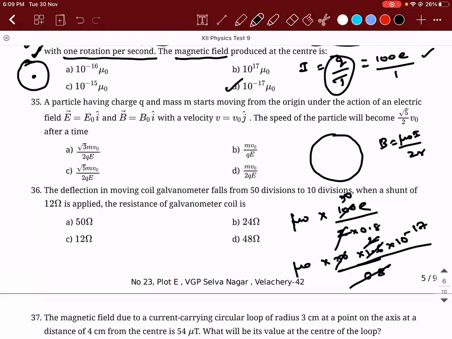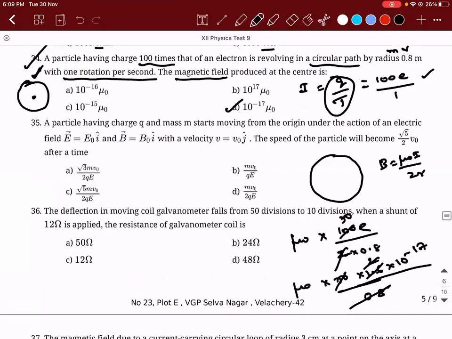I hope everyone is clear. So 34th, the option is D. Is there anyone having doubt? This is also a good problem. Yes, sir, clear. So practice this again, okay? So what are we doing here? First, we are calculating the current due to the particle's revolution and then applying the formula B is equal to mu naught I divided by 2R.